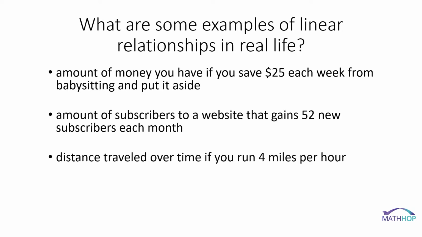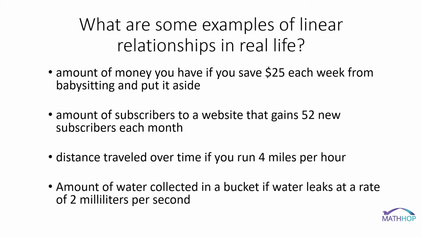The distance traveled over time: if you run 4 miles per hour and you never slow down and you never stop and you never speed up, again, unlikely, but if this were the case, it would be a linear relationship with a constant rate of change of 4. Lastly, the water dripping. You've seen this in textbooks and classrooms for sure. If you collect water in a bucket from a leak and it leaks at a rate of 2 milliliters per second, that would be a linear relationship where the constant rate of change is +2.